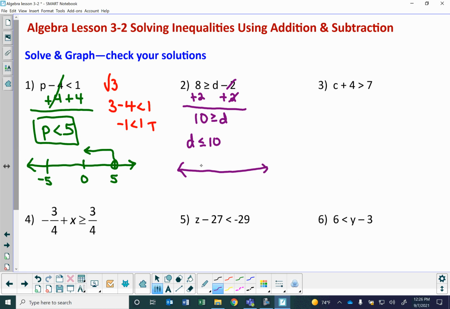Here, I'm not going to put any negative numbers at all. I'm going to have a 0 here. I'm going to have a 5 here. I'm going to have a 10 here. It is a closed circle at 10 and a line that goes to the left.